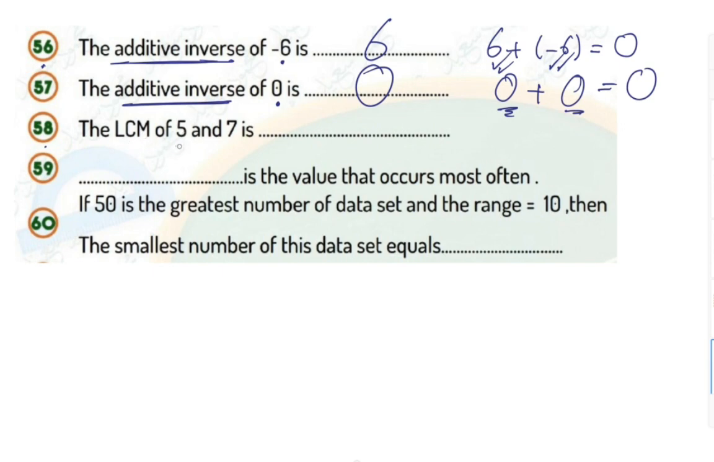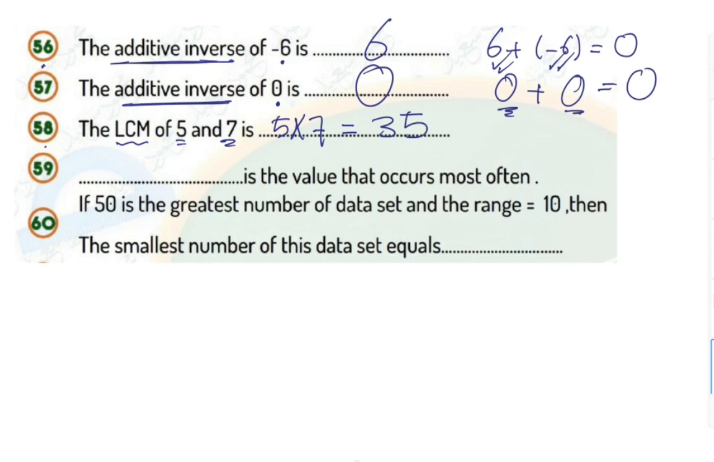5 and 7 are both prime numbers. So to find the LCM, what do you do? Just multiply them together. 5 times 7 equals 35.